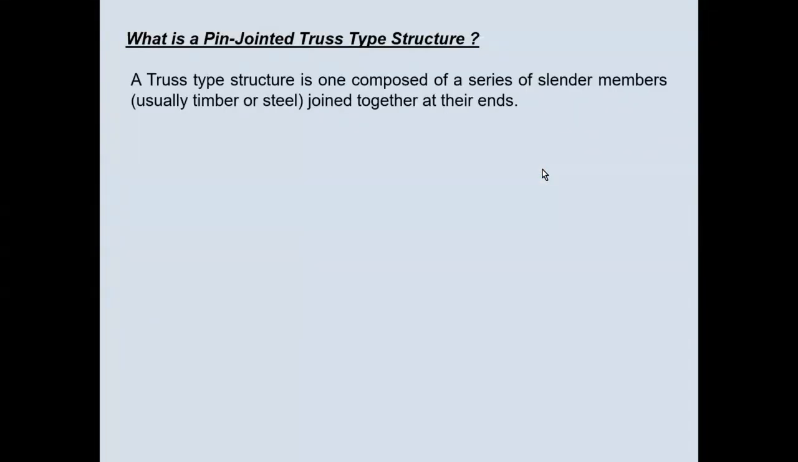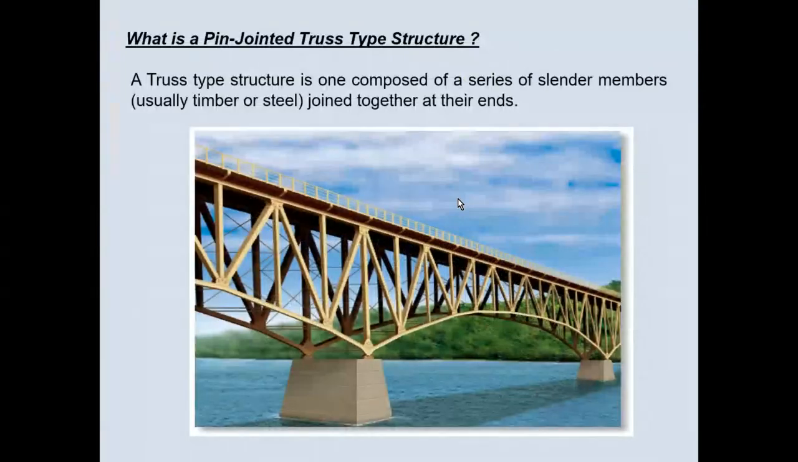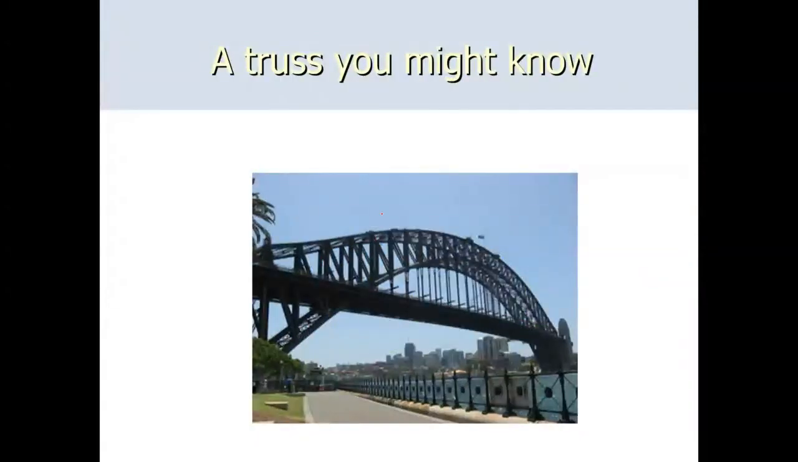So bar structures are simple to analyze. An example of that, you have seen in bridges. So this bridge is composed of simple trusses. So these simple trusses, let me show them to you. So here we have all these individual members.